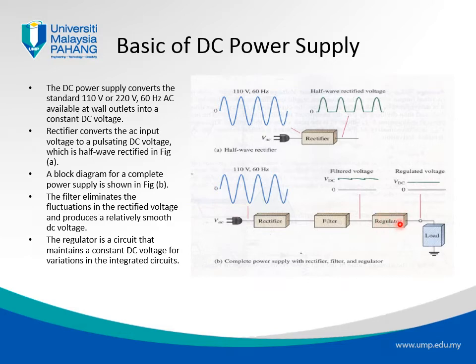So a regulator, if for example our load needs a higher voltage, can change the voltage to a higher level. If it needs a lower voltage, then it will change the voltage to a lower level. And of course here we are going to concentrate only on the rectifier, which uses the diode that we are discussing in this chapter. Whereas for the filter and regulator, there are other components that will not be discussed in this chapter.